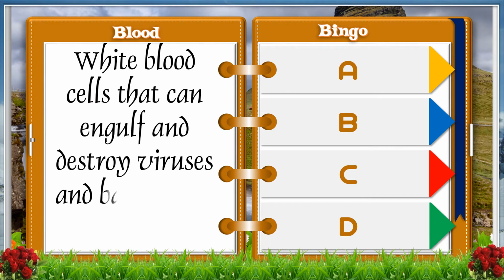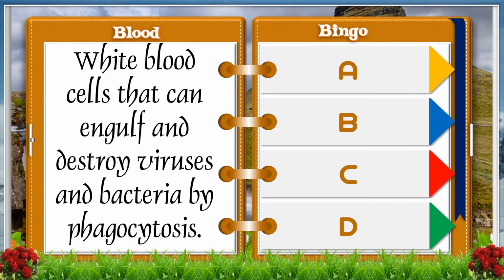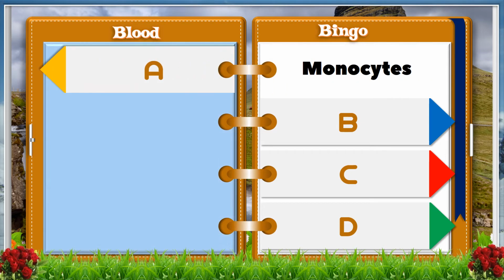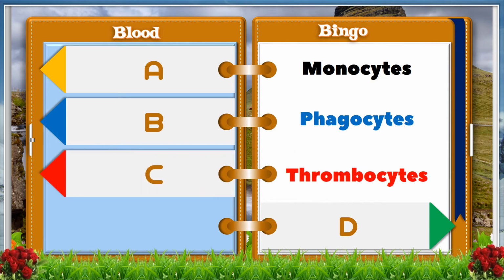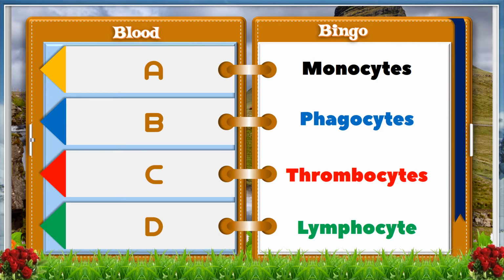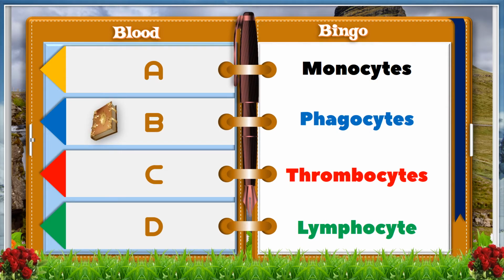White blood cells that can engulf and destroy viruses and bacteria by phagocytosis. A. Monocytes. B. Phagocytes. C. Thrombocytes. D. Lymphocytes. And the answer is B. Phagocytes.